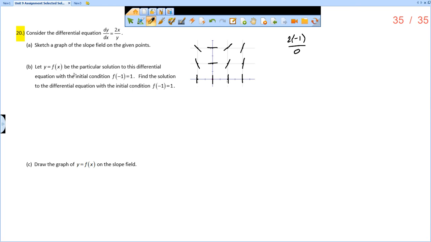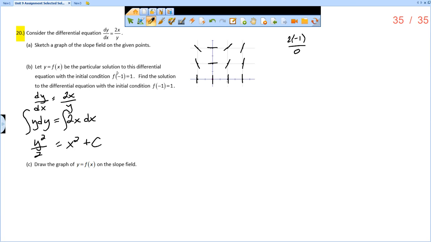Now let y equals f of x be the particular solution to this differential equation, with f of negative 1 equals 1. Find the solution. First of all, dy/dx equals 2x over y. The first thing we need to do is separate the variables. I'm going to multiply by y, so I have y dy, and multiply by dx, so I have 2x dx. Once we separate the variables, we're ready to integrate. The integral of y dy is y squared over 2. The integral of 2x is 2x squared over 2, or just x squared, and then plus c.